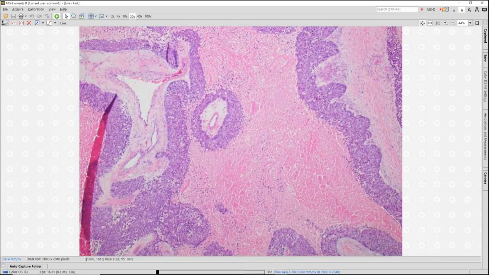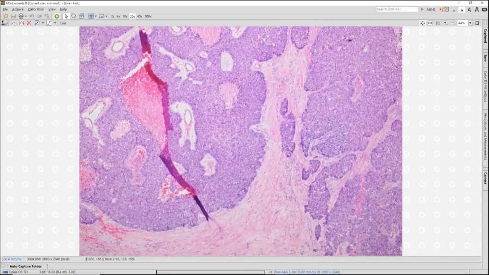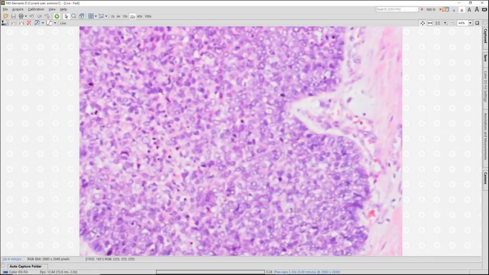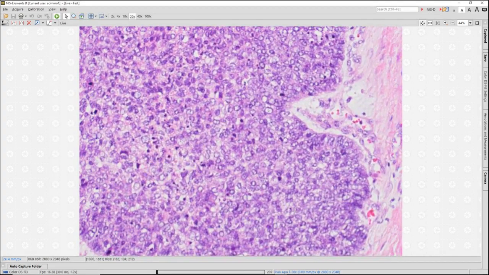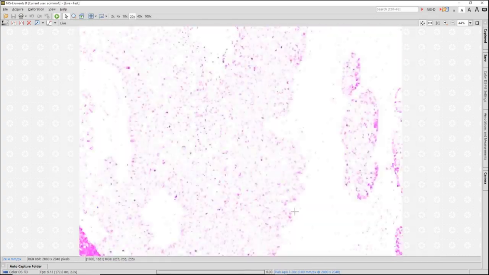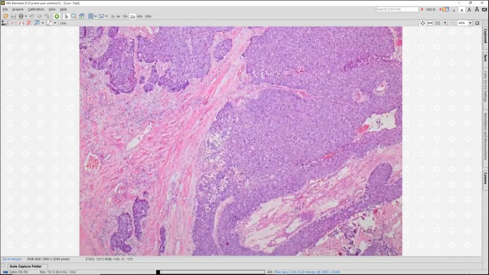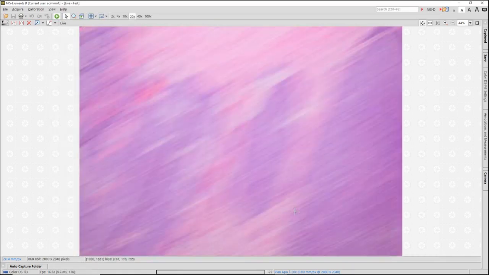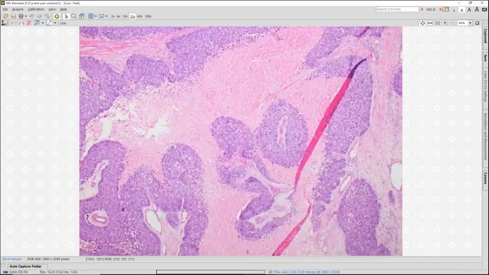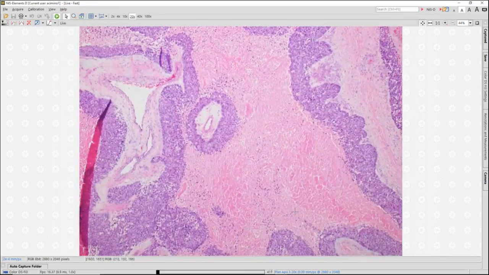So this is a high-grade mammary carcinoma, sheets of these hyperchromatic cells, high nuclear grade, abundant mitotic figures, cellular necrosis, irregular interface, irregular nests of cells in the periphery.